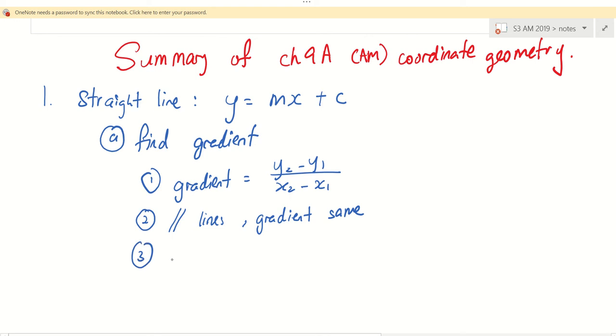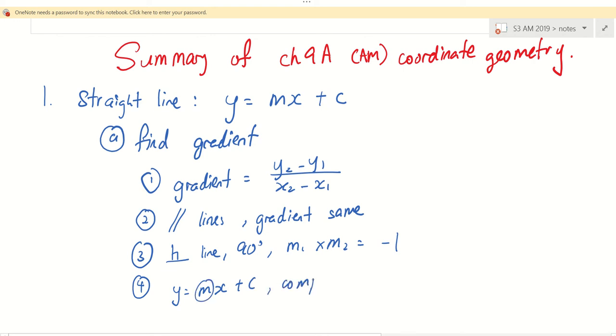Method number 3 is when they tell you there's a perpendicular line, or you hear the word 90 degrees somewhere, you know that gradient 1 times gradient 2 is equals to minus 1. Now with these 3, most of the time you are able to find the gradient. Of course, the fourth way is they tell you it is linked to another line, then make sure you compare the m and the m, so you can then compare the gradient. And then you make a conclusion whether they are the same or they multiply to give you minus 1.